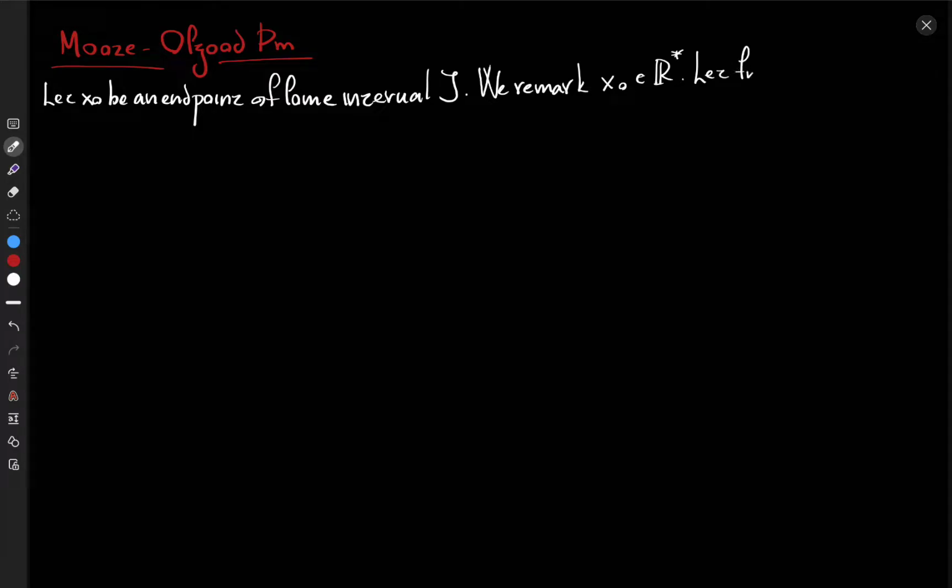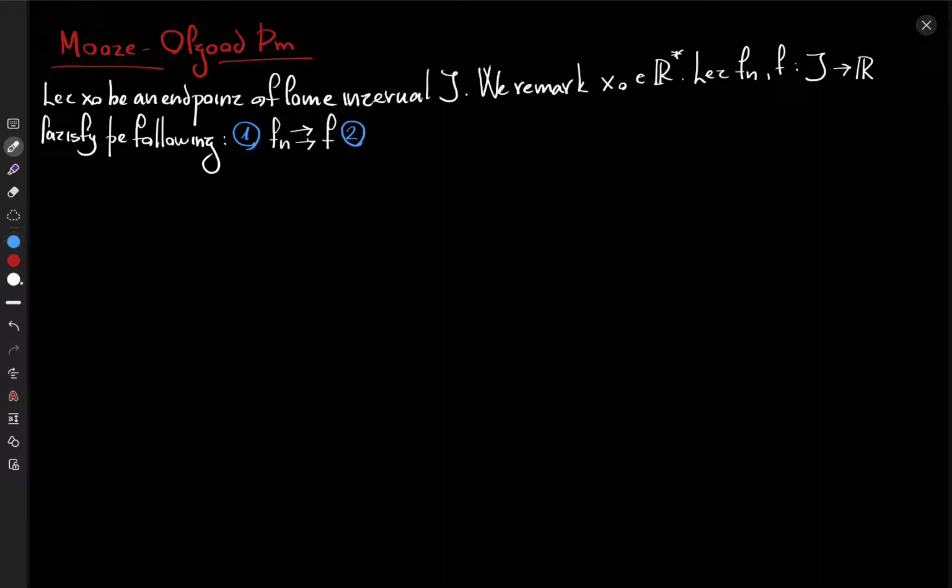Let fn and f, where fn is some function sequence, be such functions that they map the interval J to the real number line, and let them satisfy the following 2 points. 1. We require that fn converge uniformly to f, and 2, that there exists the limit as x approaches x0 of fn, and it is equal to an, and that it is real. So this one cannot be infinity, it just must be real.